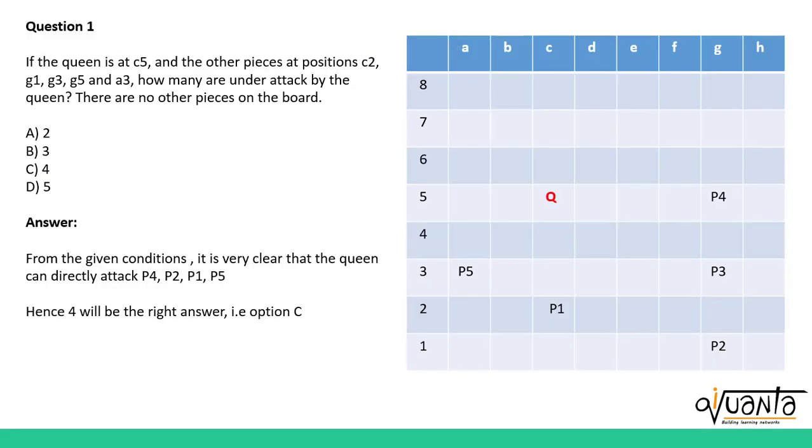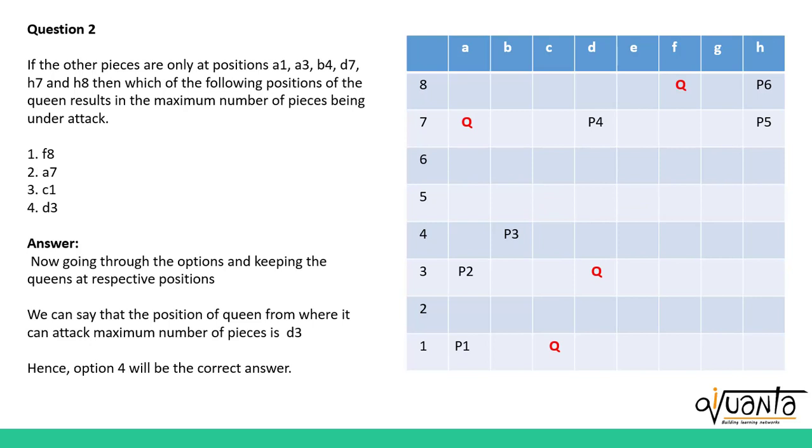So the first question is, if the queen is at C5 and the other pieces at position C2, G1, G3, G5 and A3, then how many are under attack by the queen? There are no other pieces on the board. So we have already placed the queen and all the pieces at their positions. So let's see how many pieces the queen can attack. So the queen can attack P4, it can attack P2, it can attack P1 and it can also attack P5. So from the position C5, the queen can attack 4 pieces. Hence the correct answer will be 4. Let's go to the next question.